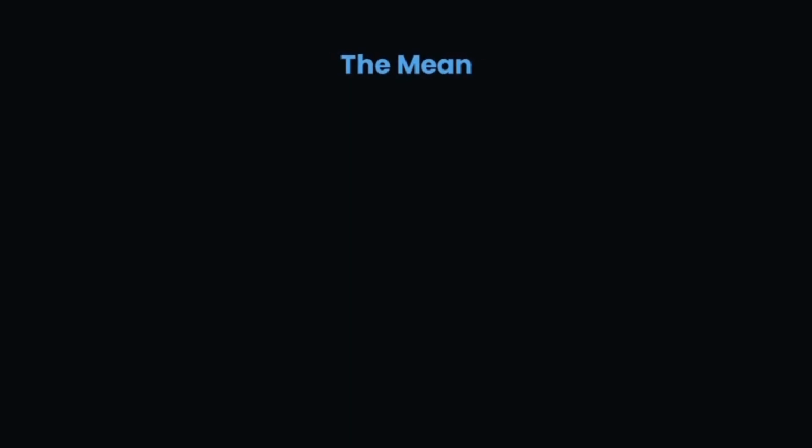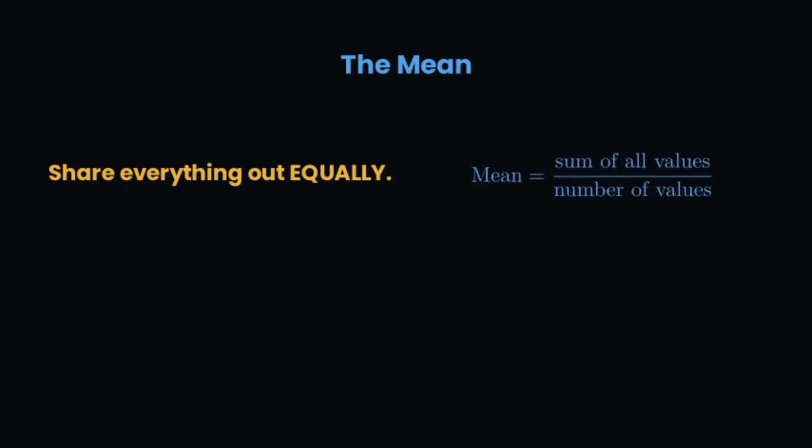The first and the most familiar method is what we call the mean, and this is basically the average. The idea behind the mean is very simple. Imagine gathering all the values together and sharing the total out equally. The mean is given by this formula: the sum of all the values divided by how many numbers there are.